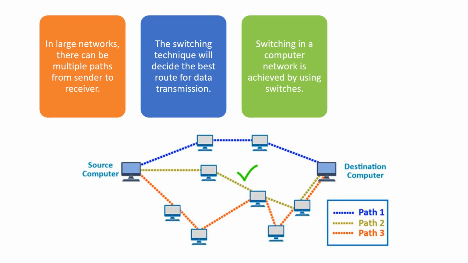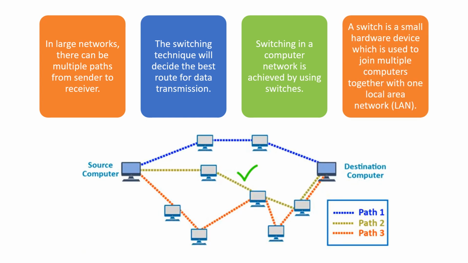And the switching in computer network is achieved by using the switches. What is a switch? It is a small hardware device which is used to join multiple computers together within one local area network, we can say. So the path 2 can be selected by the switching technique. With this, the best route can be selected based on various reasons.